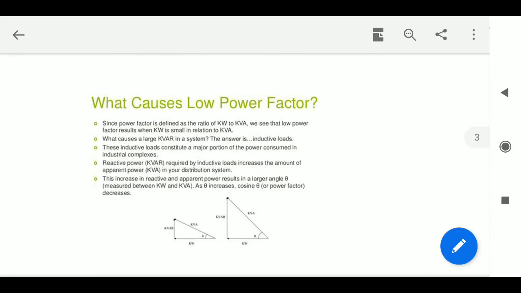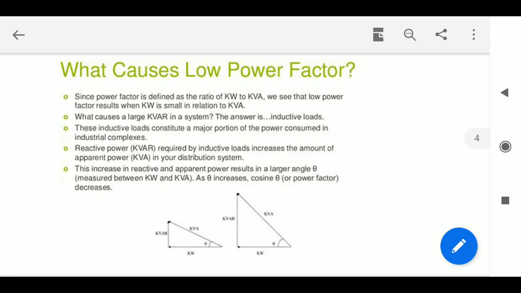What causes low power factor? Since power factor is defined as the ratio of kilowatt to kVA, we see that lower power factor results when kilowatt is small in relation to kVA. What causes a large kVAR in a system? The answer is inductive loads.